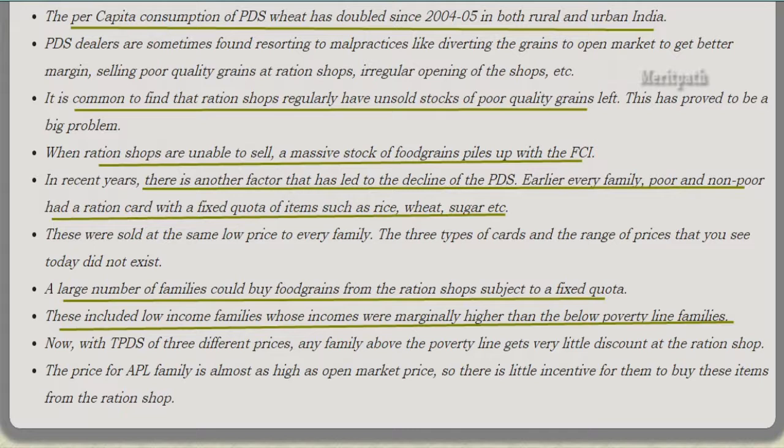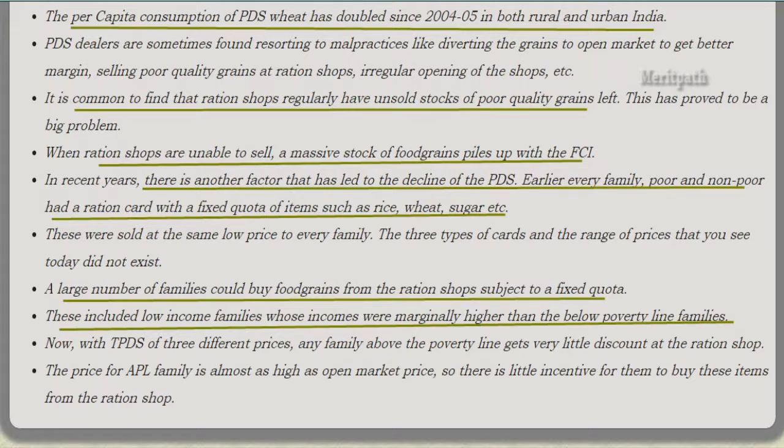And there is another factor which led to the decline of PDS. Every family, poor and non-poor, had a ration card with a fixed quota of items and they were sold at the same price to every family. Three types of cards and the range of prices do not exist today. A large number of families could buy food grains from the ration shops, subject to a fixed quota. These families included low-income families whose incomes are higher than the below poverty line.